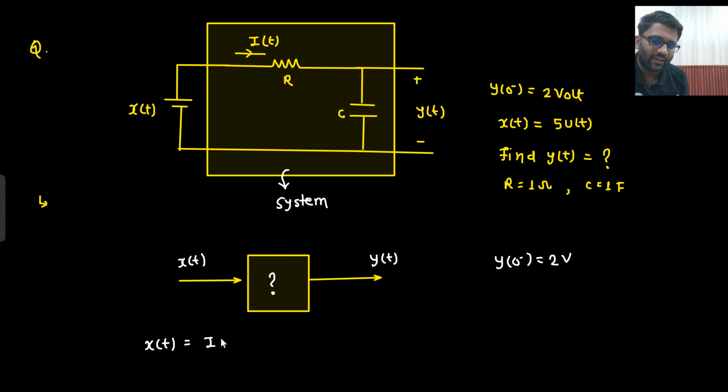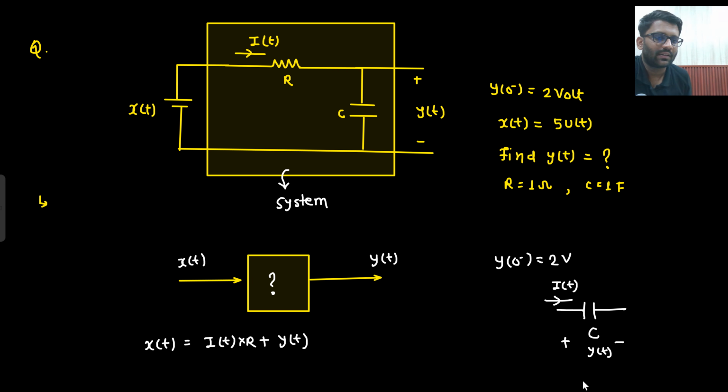So from here I can write down the KVL in this manner, IT into R plus this is the voltage YT. Now those who know the basics of circuit analysis would know that if current IT is flowing through the capacitor, the relation between current and voltage would be C dyT by dt. I hope you guys know this thing. IT will be equal to C dyT by dt. So if across the capacitor YT is the voltage, then what will be the current? IT equals C dyT by dt.